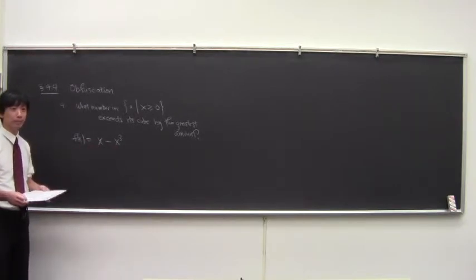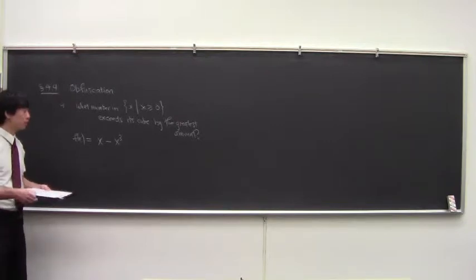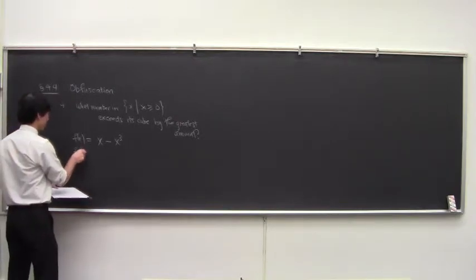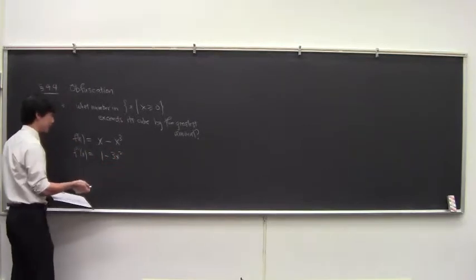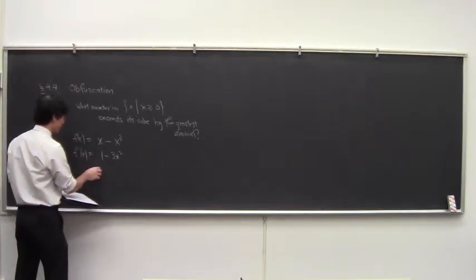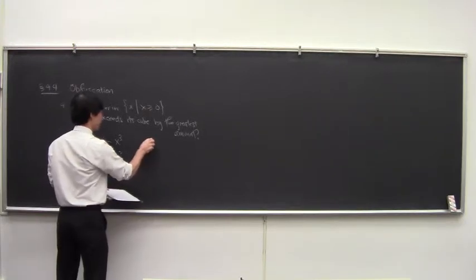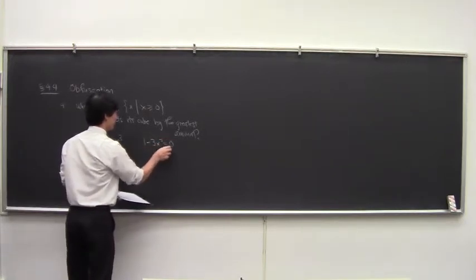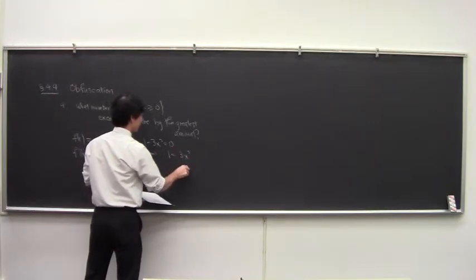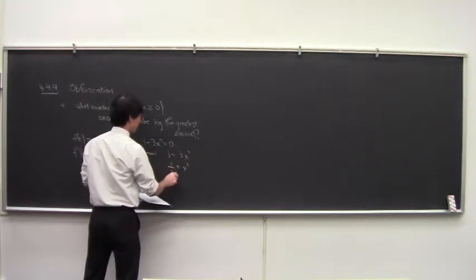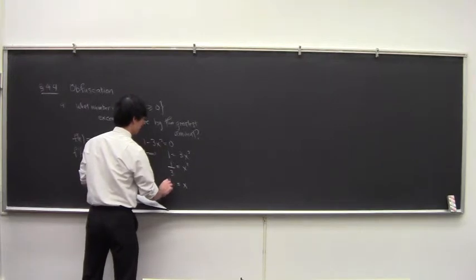And so what do we need to do? We need to take the derivative. So let's take this derivative. We get 1 minus 3x squared. And then what do we do? Set it equal to 0. So 1 minus 3x squared equals 0 means that 1 equals 3x squared. x squared is equal to 1/3, so x is 1 over the square root of 3.